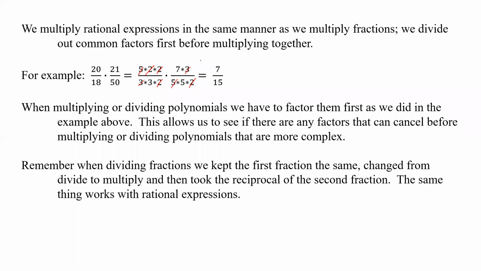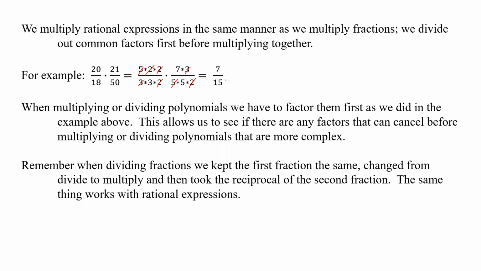So what we do is the same thing as I said with fractions. We're going to reduce these to the prime factors. So 20 is going to be 5 times 2 times 2. 18 is 3 times 3 times 2. 21 is 7 times 3, and then 50 is 5 times 5 times 2. And then we get to have fun and cancel everything out. After we do that, all we have is 7 left in the numerator and 15 left in the denominator.